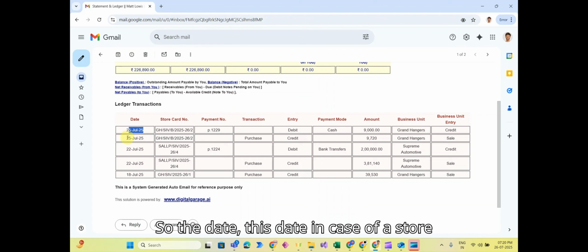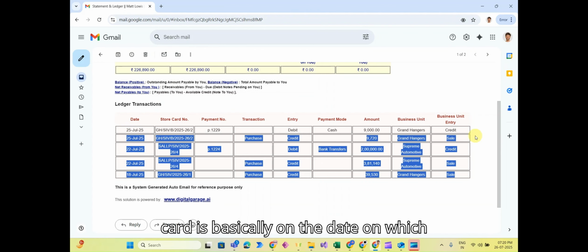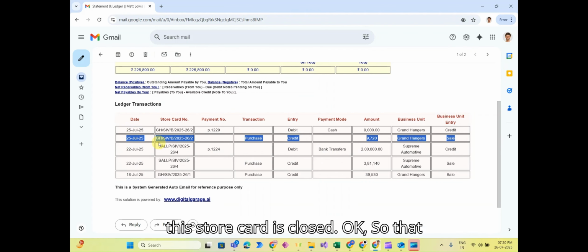So this date in the case of a store card is basically the date on which the store card is closed. That means that store card was ready to be billed to the customer. Okay, so that was it.